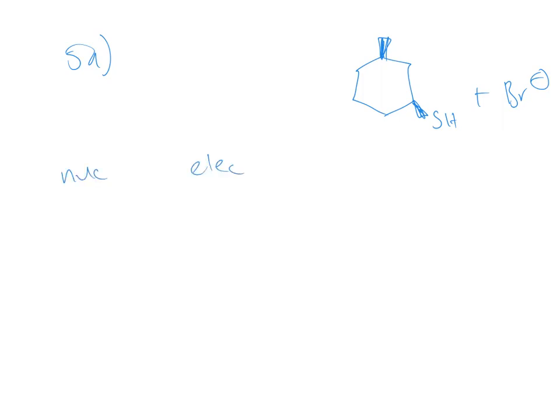The question is about number 5A from the practice exam. We have this as our product plus Br minus. The exam asked you to determine the nucleophile as well as the electrophile. So how did we know? The first question I want to ask you is, is this an SN1 or an SN2 reaction, and how can we tell?